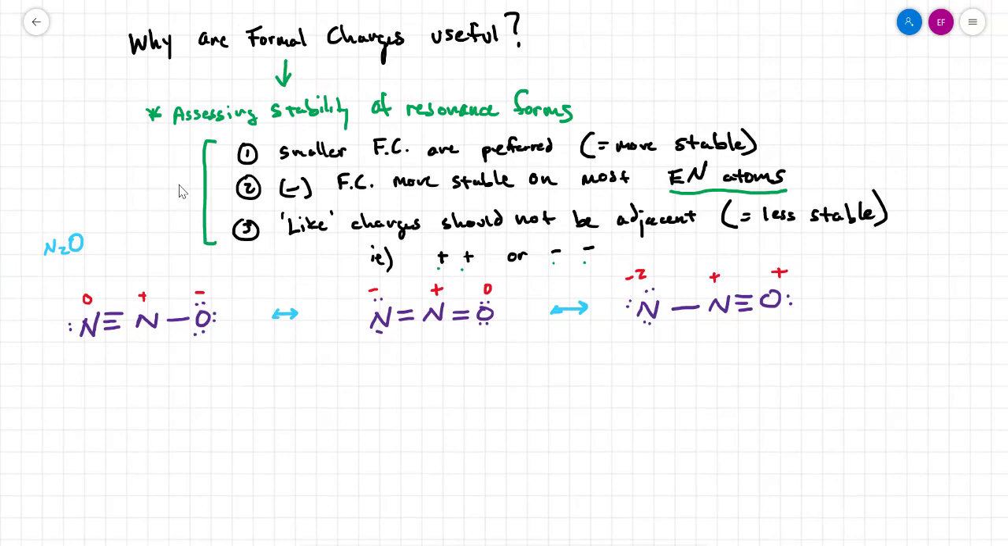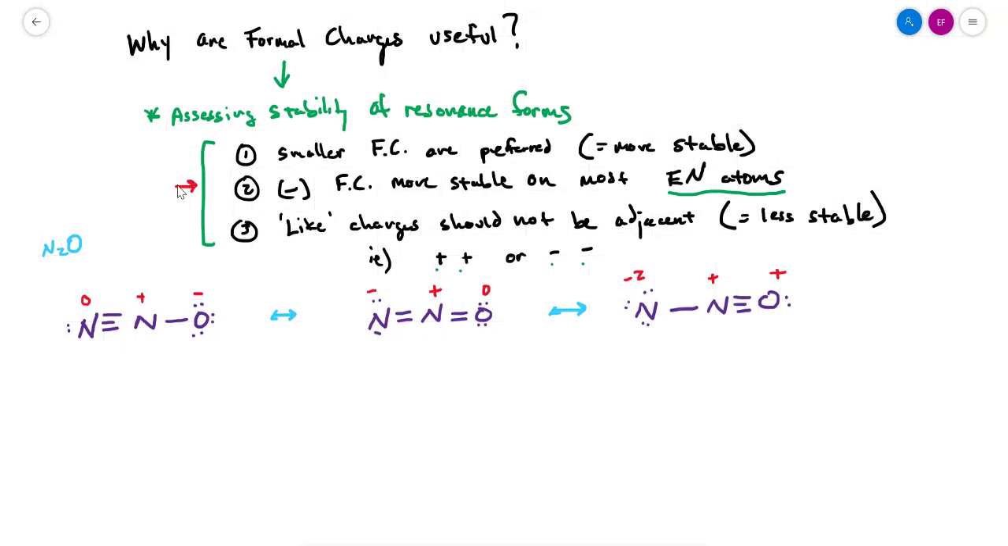So let's apply these 3 criteria to assess the relative stabilities of each of these. So first is smaller formal charges are preferred. So let's look at this first one. We've got a 0, a +1, and a -1. Over here we've got a 0, a +1, and a -1. So just looking at this first criterion, these two resonance forms are equivalent to each other in energy.